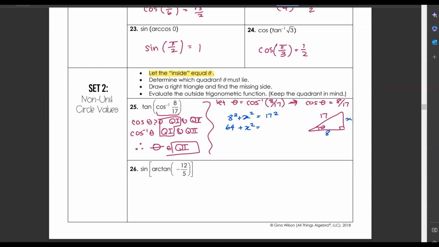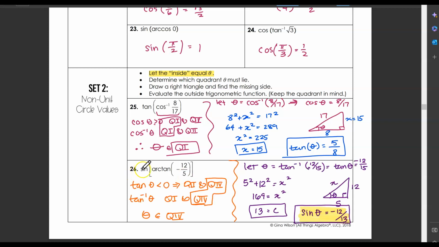We're going to subtract the 64 from the 17 squared. So when we subtract that, we end up with x squared equals 225. And so we take the square root of that, we get that x is equal to 15. So this equals 15. And so now we're taking the tangent of that theta. So tangent of theta is equal to, remember, that's going to be opposite over adjacent. So my opposite over adjacent is going to be 15 over 8. And that's my value. All right, take a moment and see if you can figure out number 26.